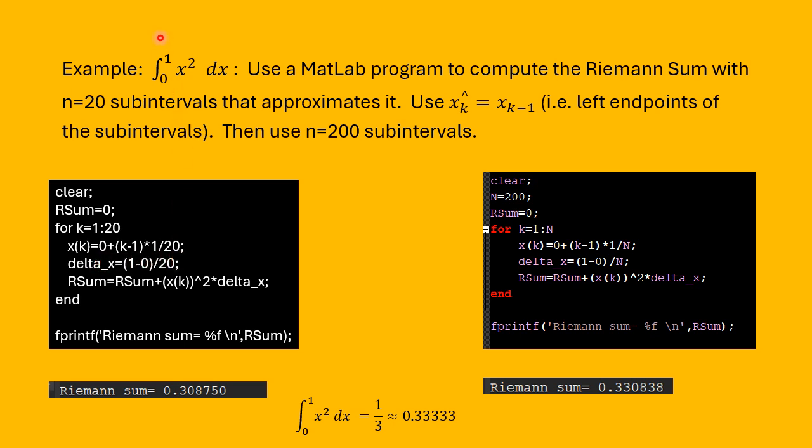We're dividing the interval from 0 to 1 into 20 equal length subintervals. Each subinterval has length 1/20th. So our sum, our Riemann sum, is going to be the previous Riemann sum we computed in this loop, plus the function x of k star, which is our integrand here, times the delta x, and then end.